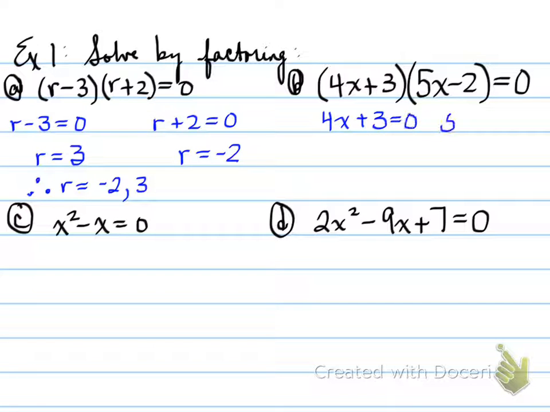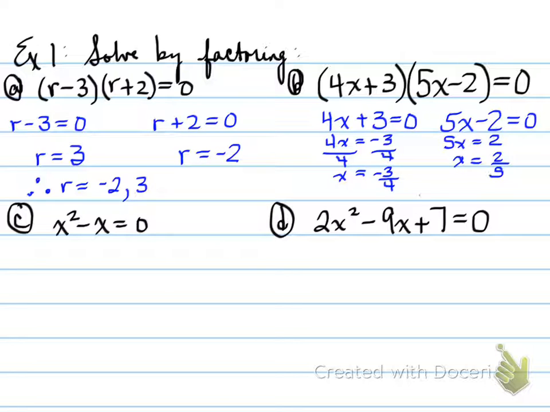Set each factor equal to 0, just like that. Once you set each factor to 0, you solve for x. For the first one, you move the 3 over, so 4x is equal to negative 3, divide both sides by 4, and you get x equals negative 3 over 4. Same with the second one, and therefore x is equal to negative 3 over 4 and 2 over 5. Notice with this one, 5x is equal to 2, and we divide both sides by 5, so that's how we get 2 over 5. So negative 3 over 4 and 2 over 5.